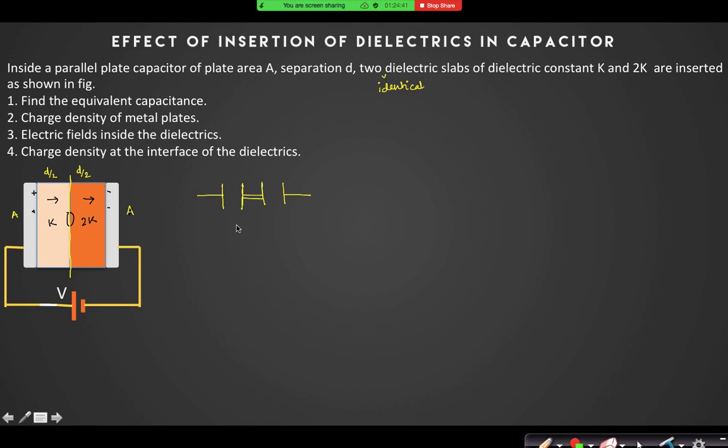So look, this junction I have replaced by a conductor which has two faces. One face is making a capacitor with this plate, another face is making a capacitor with this plate. So this is C1 and C2. I have connected.